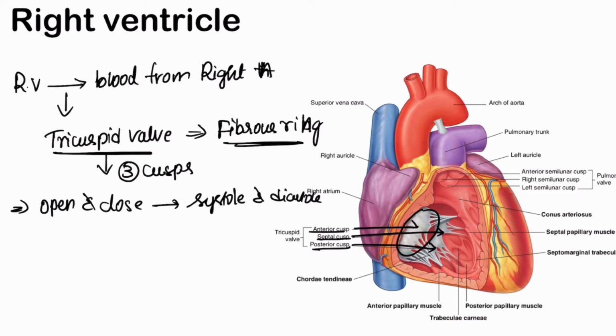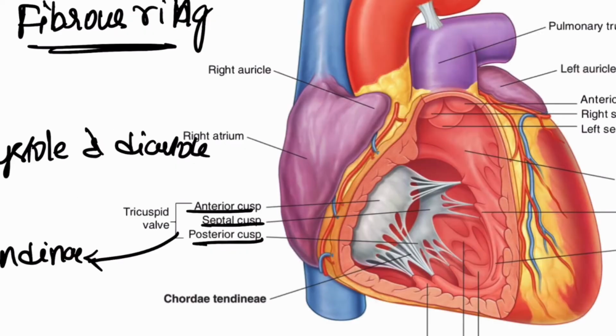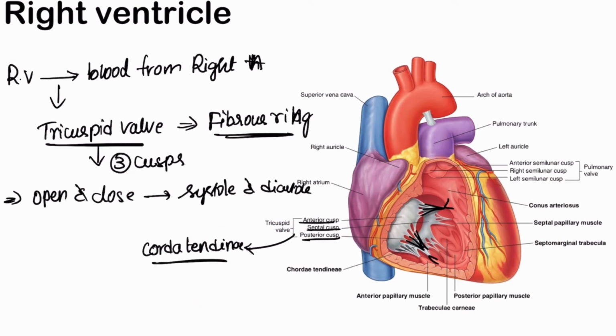These three cusps attach it to the chorda tendineae. These are the chorda tendineae here, which have a parachute-like appearance. Look at this here. These are the chorda tendineae, which are attaching the cusps to the papillary muscles. These are the papillary muscles here. Chorda tendineae help all these three cusps to anchor to the papillary muscles.